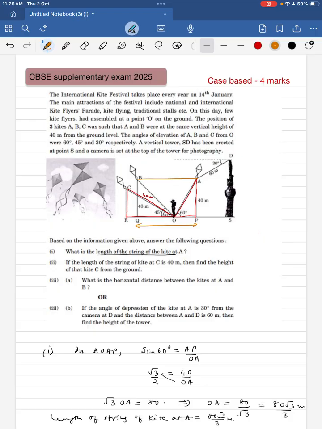Now they've said that B and A are at the same vertical height. See, A and B were at the same vertical height of 40 meters above the ground level. So I can find the length of OQ using triangle OQB and the length OP using triangle OAP. And I can add the two lengths together and then I would get the length of QP, which is also equal to AB. Okay, so let's approach it that way.